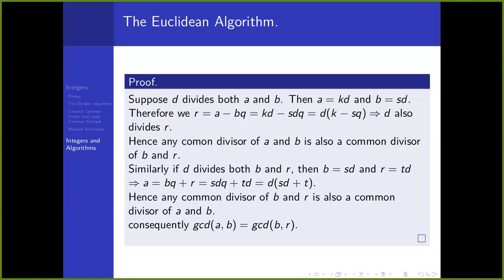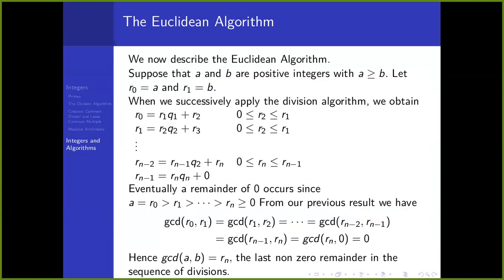Now this can be repeated over and over again until you get the smallest possible pair that you can work with, as we saw in the example. So this result is what makes the Euclidean algorithm work. So we shall now describe the Euclidean algorithm itself. Now, if we have two positive integers where A is larger than B, we can relabel them so that we call A R0 and we call B R1.